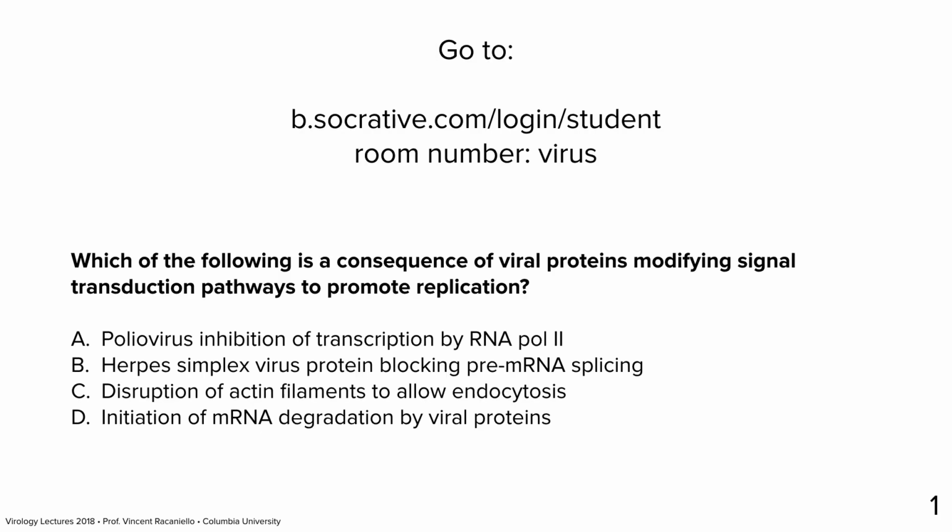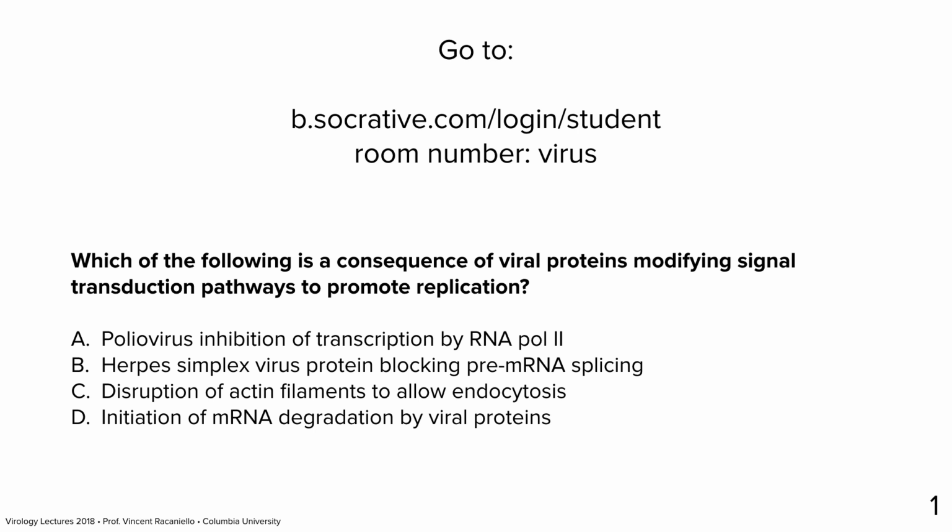Our first question is, which of the following is a consequence of viral proteins modifying signal transduction pathways to promote viral replication? A, polio inhibition of transcription by RNA Pol2. B, herpes simplex virus protein blocking pre-mRNA splicing. C, disruption of actin filaments to allow endocytosis. D, initiation of mRNA degradation by viral proteins.